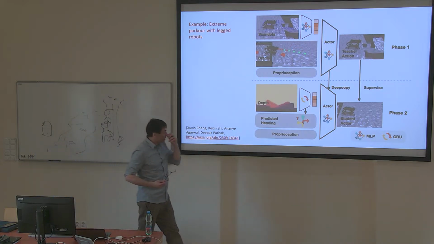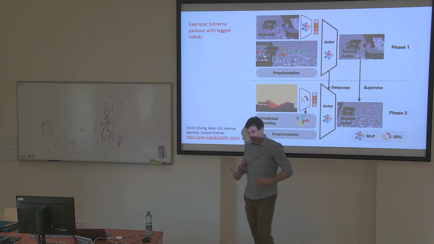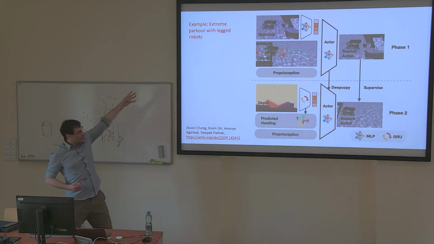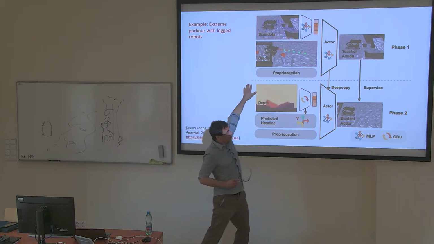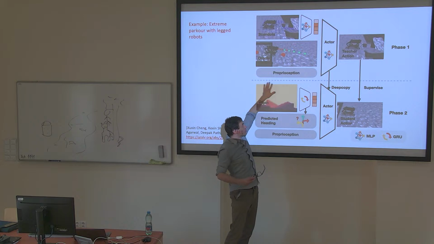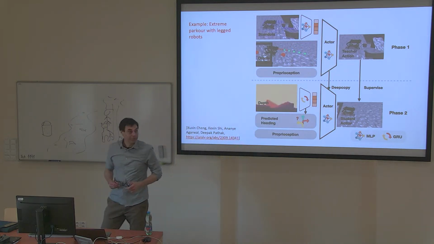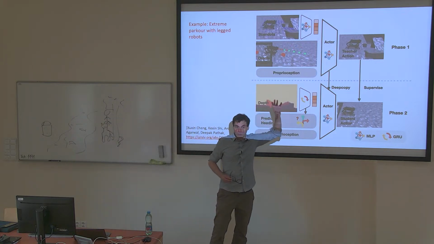And the controller is quite simple. In this case, it's an MLP, just to be fast, a multi-layer perceptron, which takes as input the state of the environment, which is the scan dots around the robot, the heading, and the state of the robot, the proprioception, and it produces the next action of the robot. So that's phase 1. So you train the robot for a while on this.